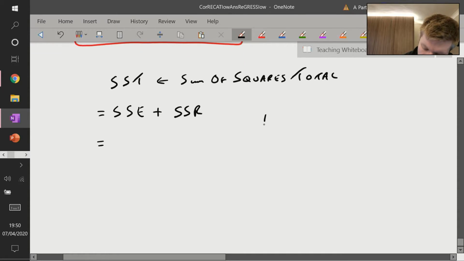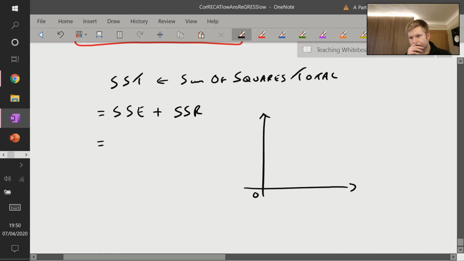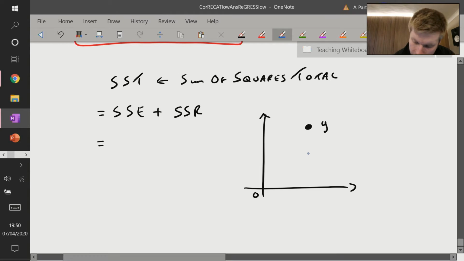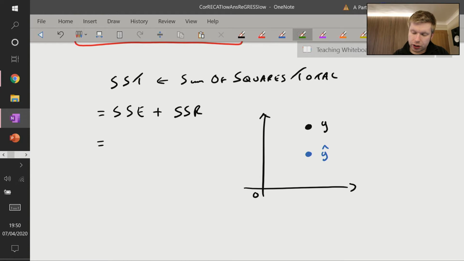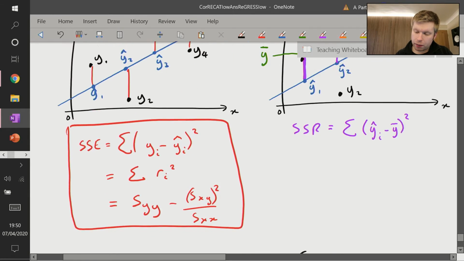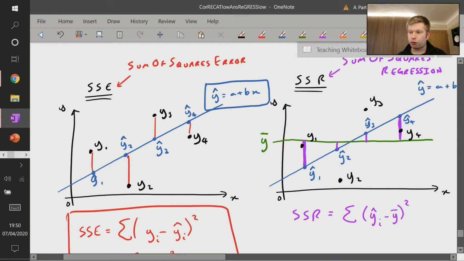I'm going to draw this out on a new grid, for one data value. Let's suppose that I have my true data value all the way up here, so this could be y1. Then I have my regression, my estimated data value here, which I'm going to call y hat. And then let's suppose that the mean of my data value lies down here.